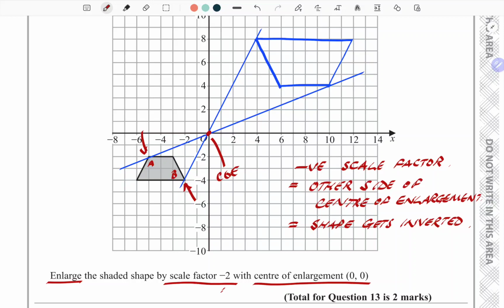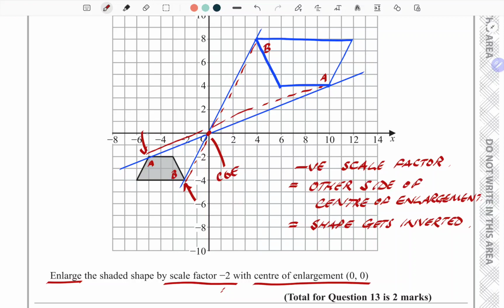So you could, with your ruler in the real exam, take a look at how far it is from A to the center of enlargement, and measure off exactly double that, and see where you get to. And same for B to the center of enlargement, again double that distance with your ruler, and you'll end up with the new vertices. So this one is A, and that's B, those corners there.